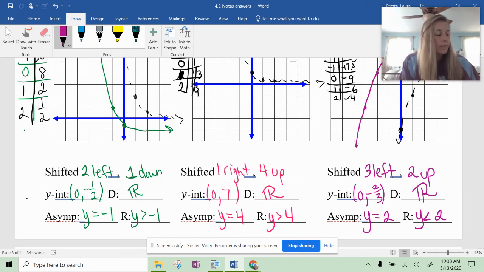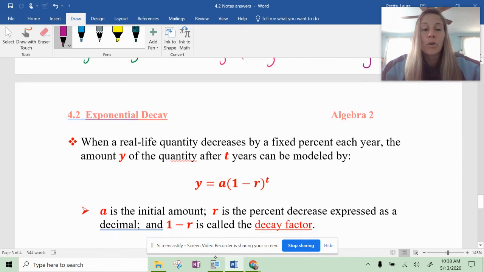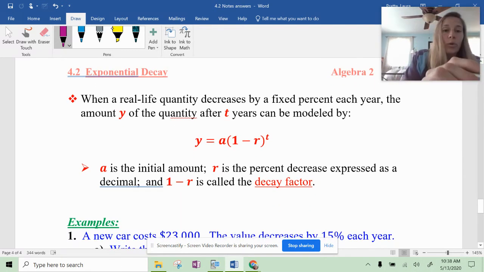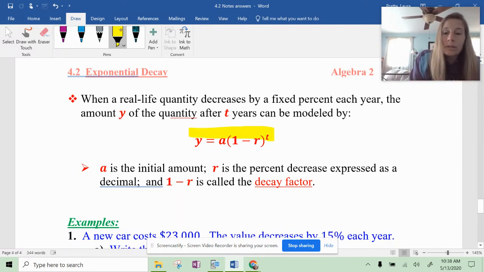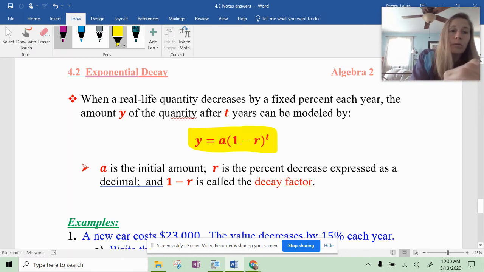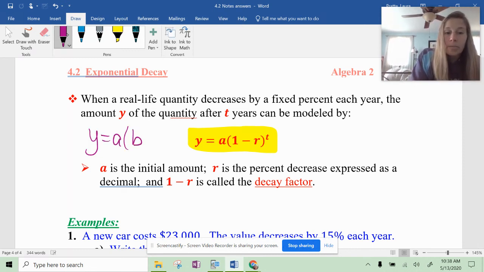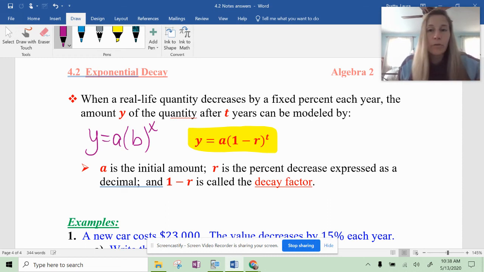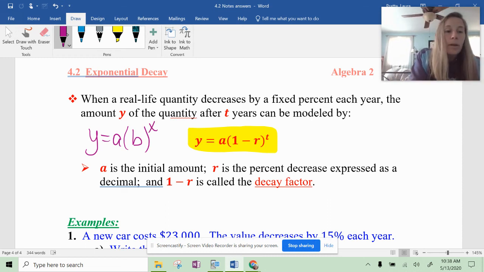Okay, so the last thing we have to do to finish up this decay is very similar to what we did yesterday, of course, but it's just a decay model instead of a growth. So yesterday we talked about exponential growth, and the only difference was this b value. So if you remember, the formula we've been using is a times b to the x, and that's the same for growth or decay. But remember, if the b is greater than 1, that's a growth factor.